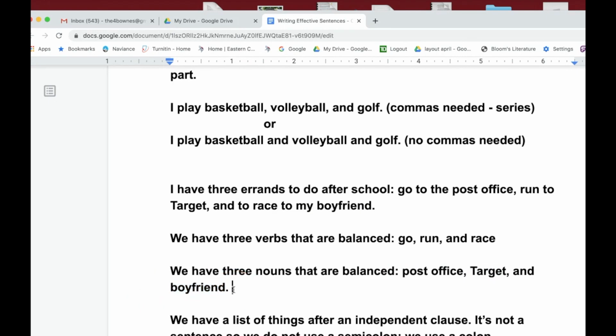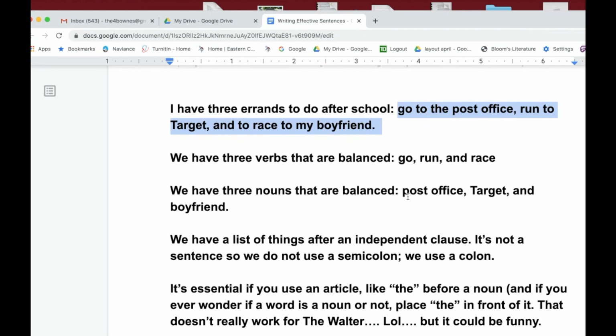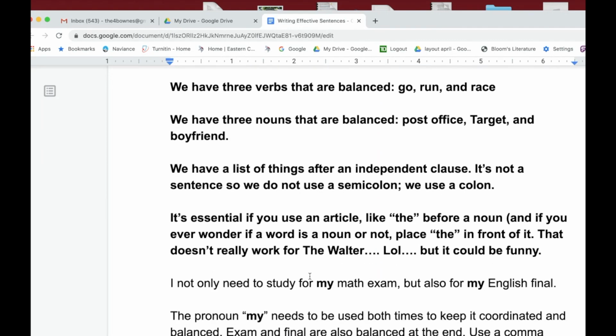If you want to be more concrete, my boyfriend Ted or my boyfriend John, okay? We have a list of things after an independent clause. All right, this one right here is a complete sentence. It's not a sentence, so we do not use a semicolon. We use a colon. All right, so right here, that is not a sentence. If it was, we'd use a semicolon. All right, it's essential that you use an article like the before a noun. And if you ever wonder if a word is a noun or not, place the in front of it. That doesn't really work for the Walter, except if it's funny. Like, the Walter told me, all right, that's kind of funny.